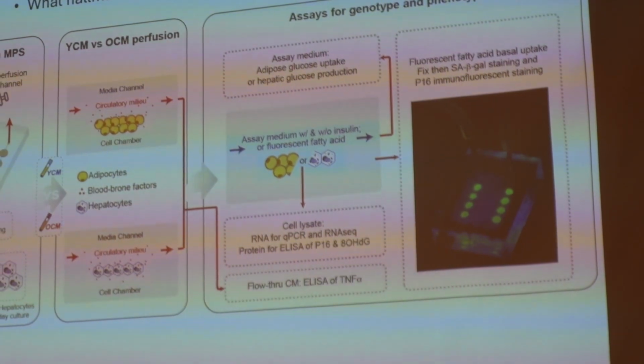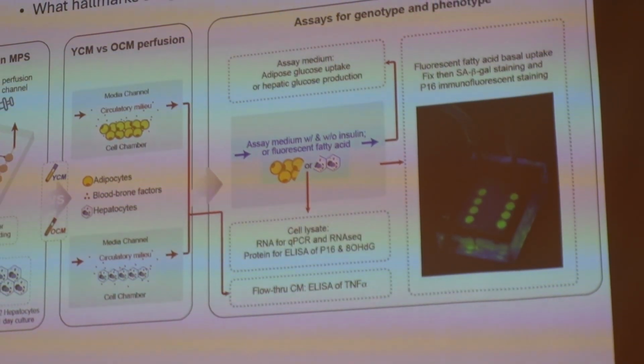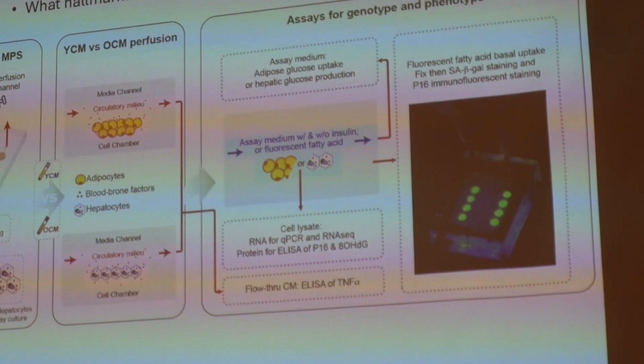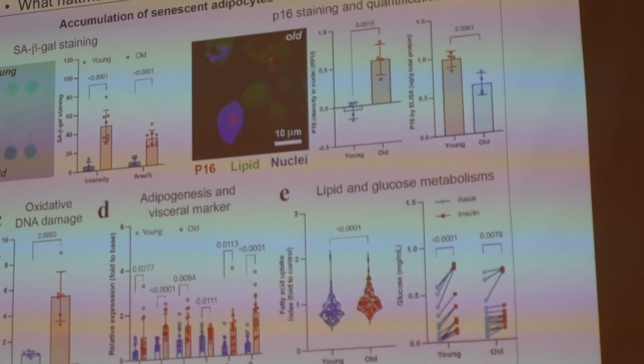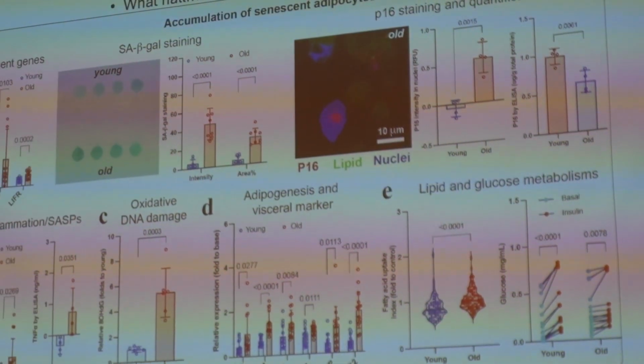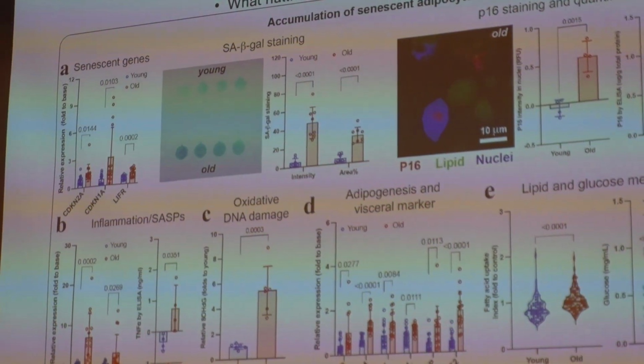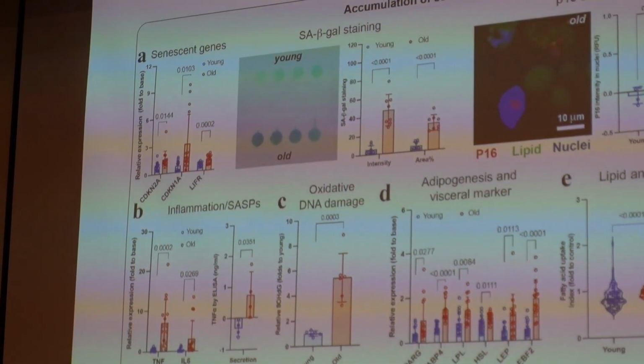Then we do a lot of phenotypical assays, not just transcriptomics. We can do proteomics. We can look at inflammation markers. We can do functional assays, such as insulin sensitivity assays. And this is what you get. And I'm sorry, this is a lot of data. I will try and make this as simple as possible.